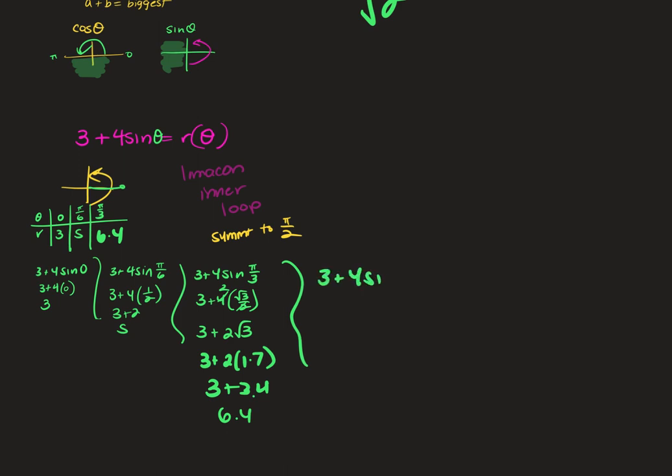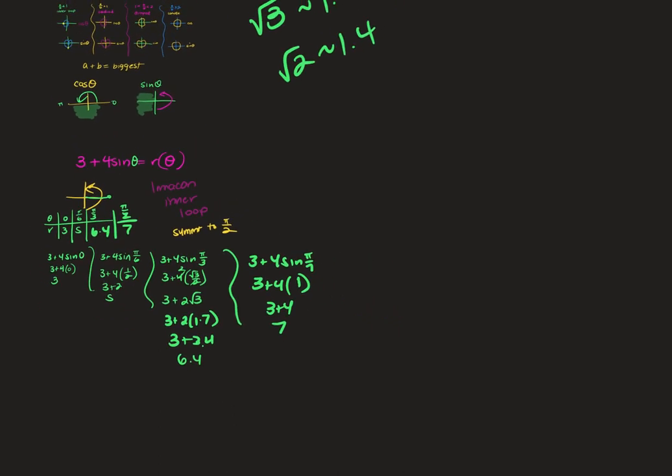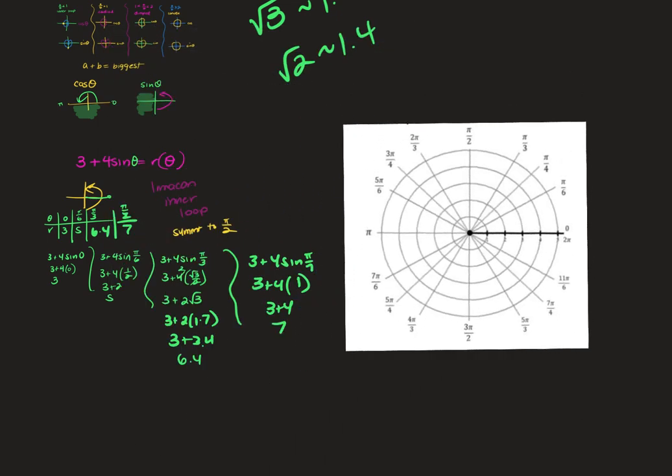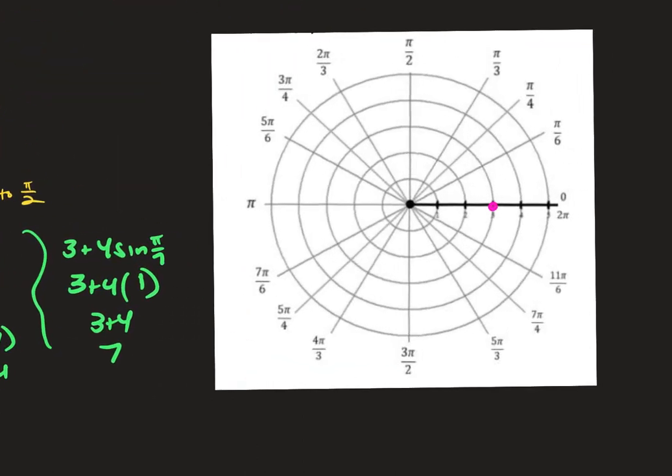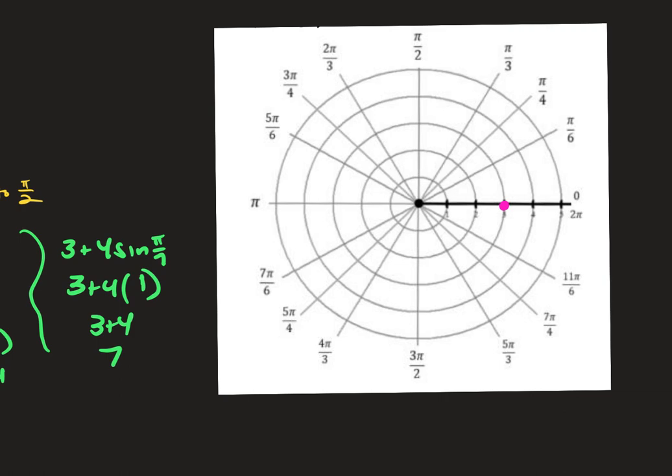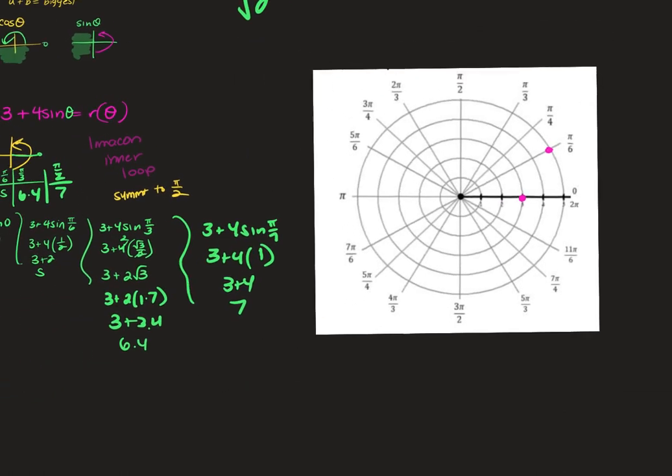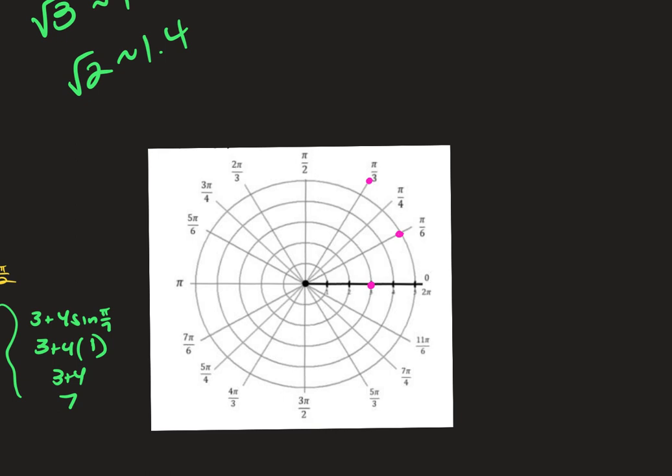Now we're at sine pi over 2. Sine at pi over 2 is 1. And there's the biggest point at the top. So pi over 2 gives me 7. So then you graph it. I can start already. At 0, I got 3. At pi over 6, I get 5. At pi over 3, I get 6.4. And at pi over 2, I get 7. And it has symmetry to the pi over 2 line because it's sine.